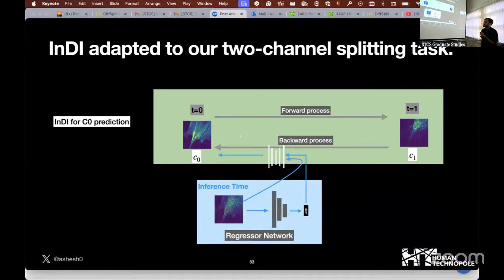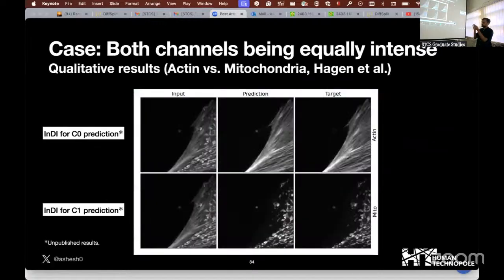One part is missing, which is that for prediction, we also need an estimate of t. But from the microscope, you will just get a superimposed image. And so we trained another network, which is a regressor network, which takes as input this superposition and gives you an estimate of t. And then we feed both of them together to the network, and this gives us the prediction. This is work in progress, so I will show you two qualitative results here.